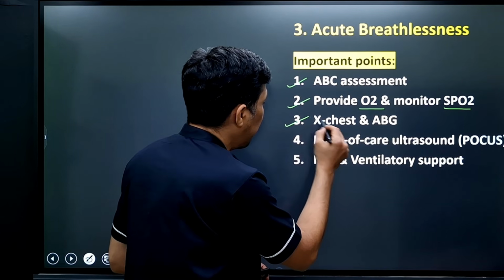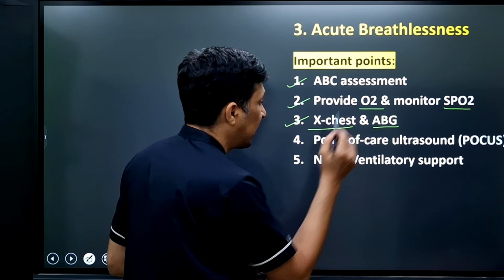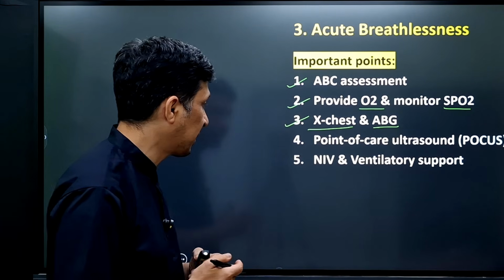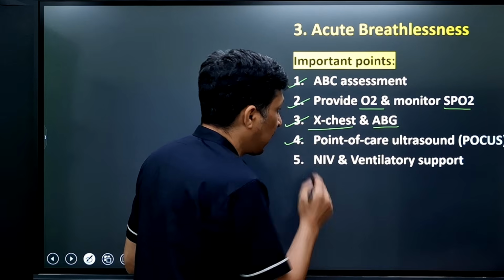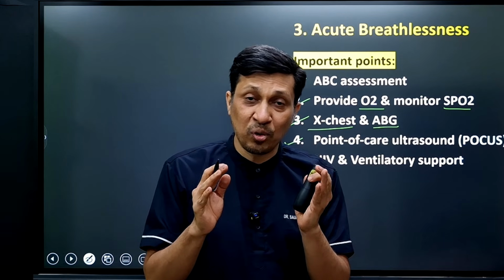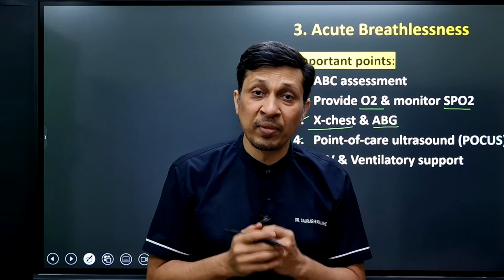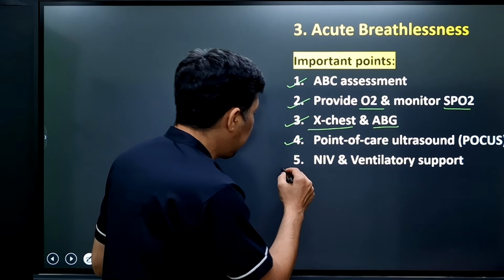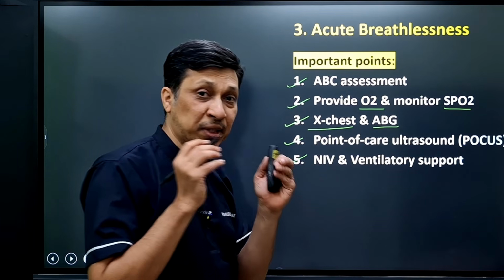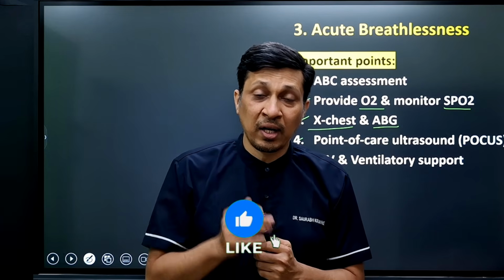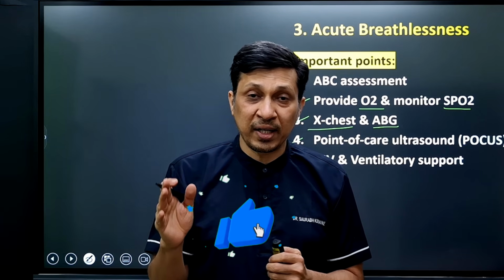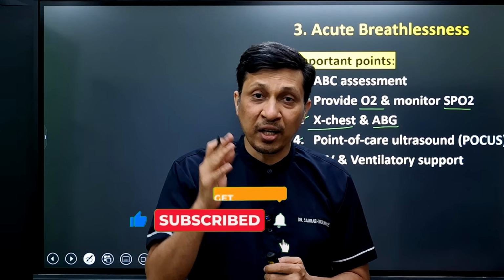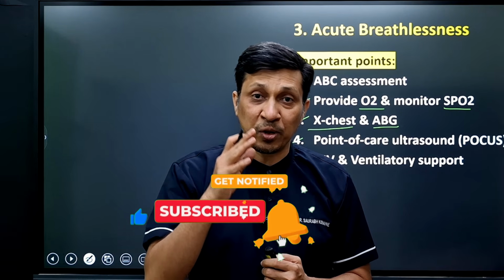Chest X-ray and ABG, these are the very important bedside investigations that you have to get early in case of acute breathlessness. Focus, that is point of care ultrasound, is tremendously helpful in acute breathlessness also in detecting various types of causes. And NIV and ventilatory support. In case the patient is developing respiratory failure, then you have to go for non-invasive ventilation or invasive ventilatory support. So this was our third important presentation, that is of acute breathlessness.